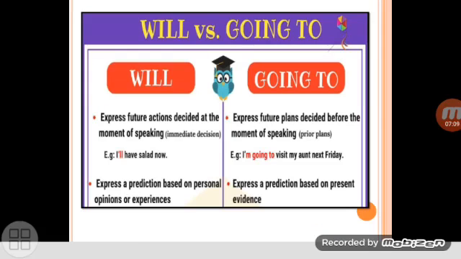Now, what are the differences between the future with will and the future with going to? The future with will expresses future actions decided at the moment of speaking, or expresses a prediction based on personal opinion or experiences. And the future with going to expresses future plans decided before the moment of speaking, so they are prior plans. Or it expresses a prediction based on present evidence.